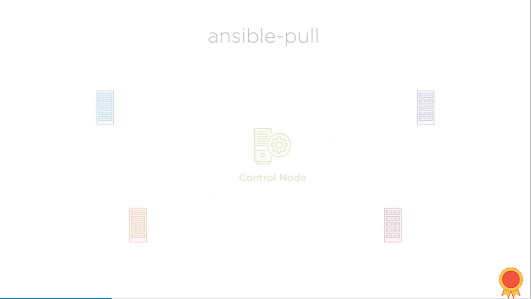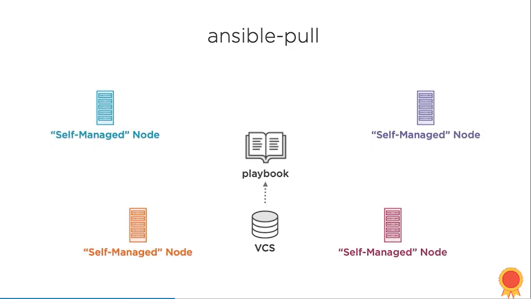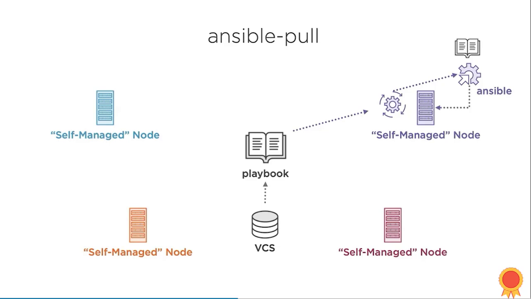With ansible-pull, on the other hand, we still have our managed nodes, but we no longer have a control node. Instead, we have just our version control repository. And inside of there is a playbook. I like to refer to the nodes now as self-managed nodes because on each of them, there's some sort of cron job that runs that will clone down the repo to get the latest changes of the playbook. The playbook will be handed off to Ansible that will turn around and configure the self-managed node.